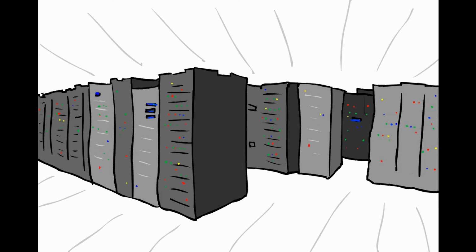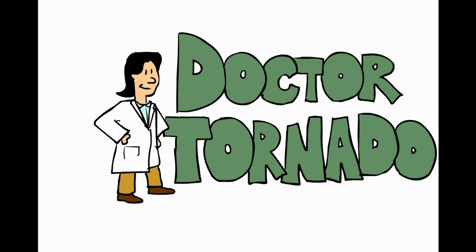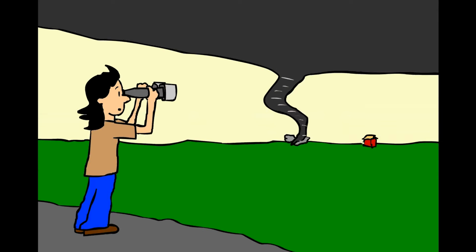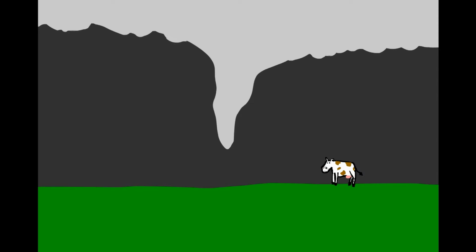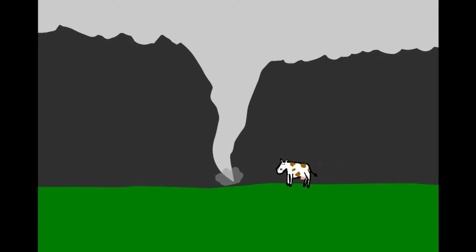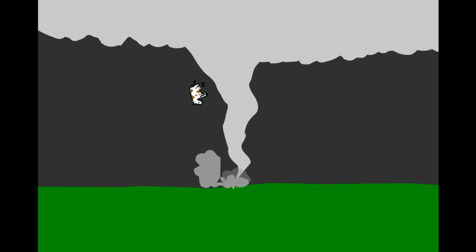Here's a question. What can we learn using a supercomputer like the one in our Supercomputing Center? Take Dr. Tornado. She loves tornadoes. She wants to know everything about them. What makes them form? What determines their strength and size? Why do some last long while others don't?